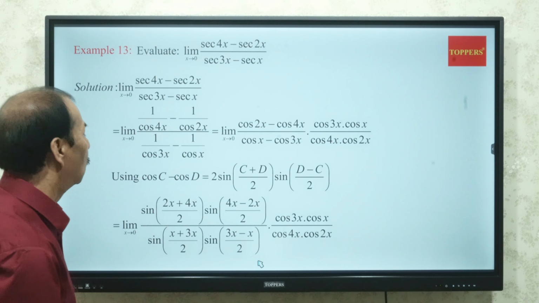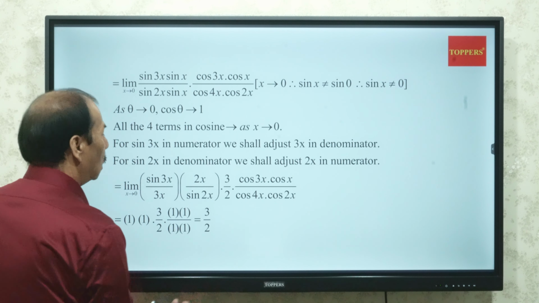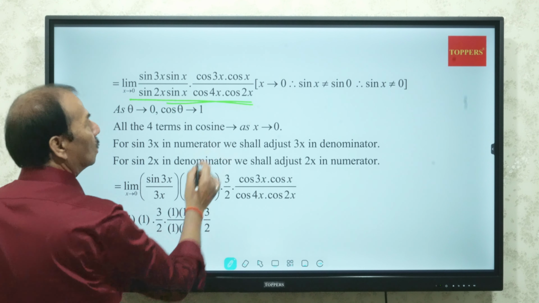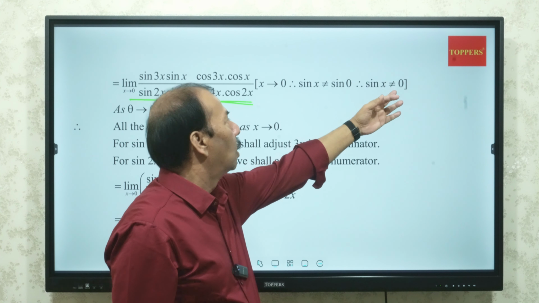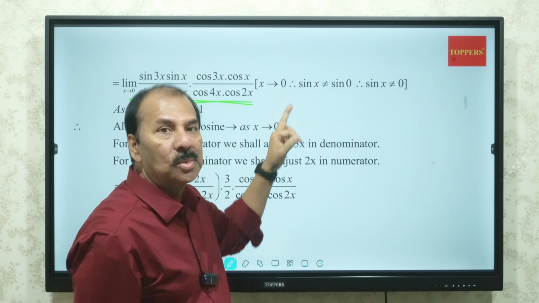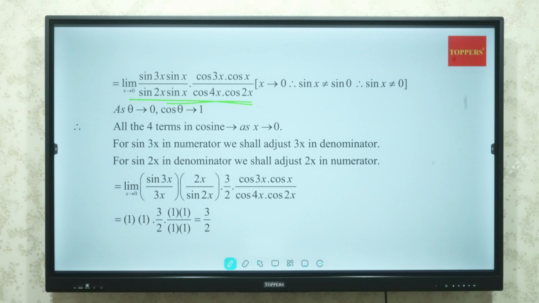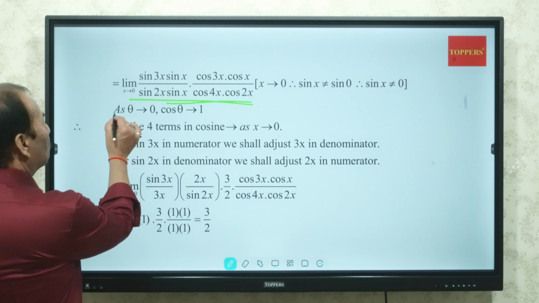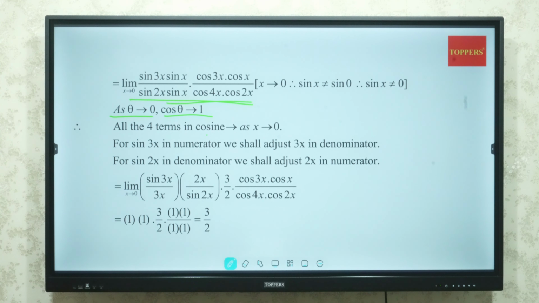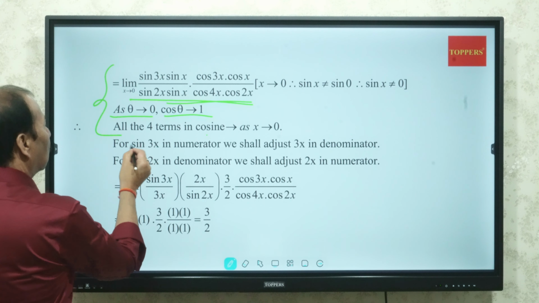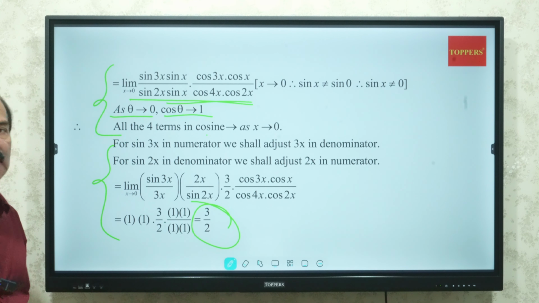So again you can see this. Finally, after doing that operation, we are getting these terms. When x tends to 0, sin x will not be equal to 0, because x tends to 0, x is not equal to 0. That is the thing that we are considering when we consider the limiting values. And when theta tends to 0 or x tends to 0, cos theta tends to 1 or cos x tends to 1. So just using these concepts and these conditions, we are getting this. Substitute the values and you are getting the answer as 3 by 2.